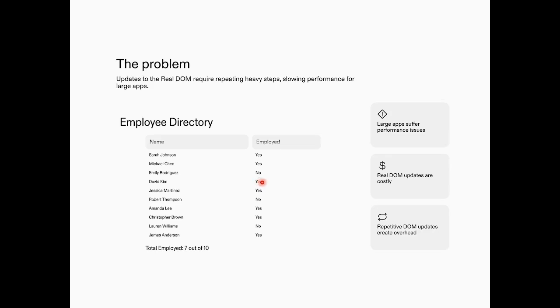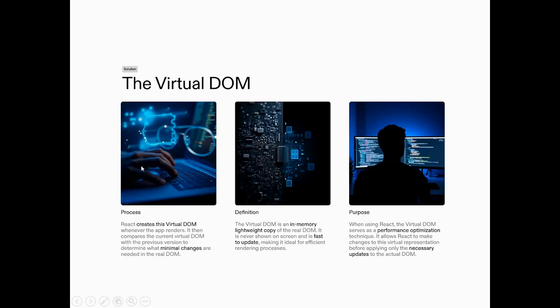Now suppose this is a larger application like Facebook or Instagram. Many such small changes would keep on triggering, and that would impact the performance of my application. My application will become slow and expensive. So real DOM updates are costly, even for small changes. Now the solution to this problem is the virtual DOM. So now let's look at how virtual DOM works.